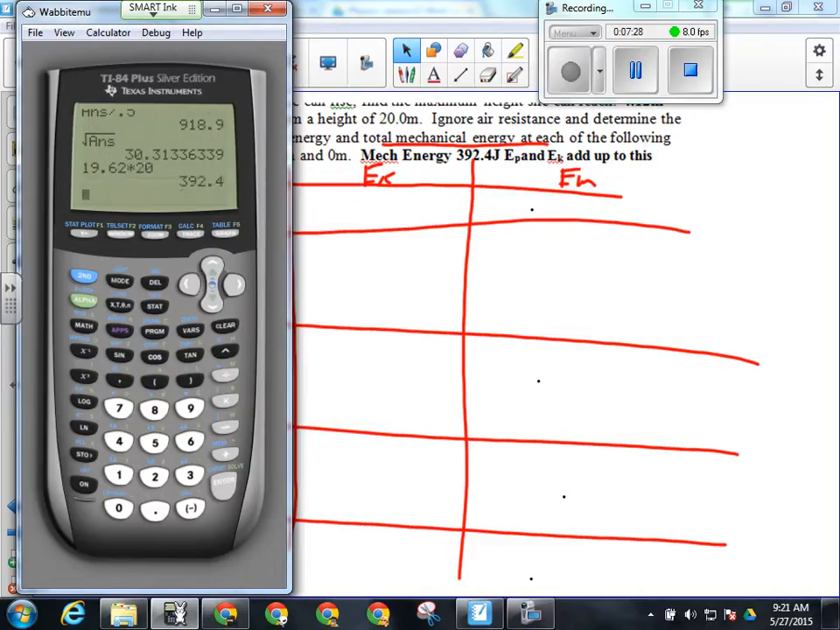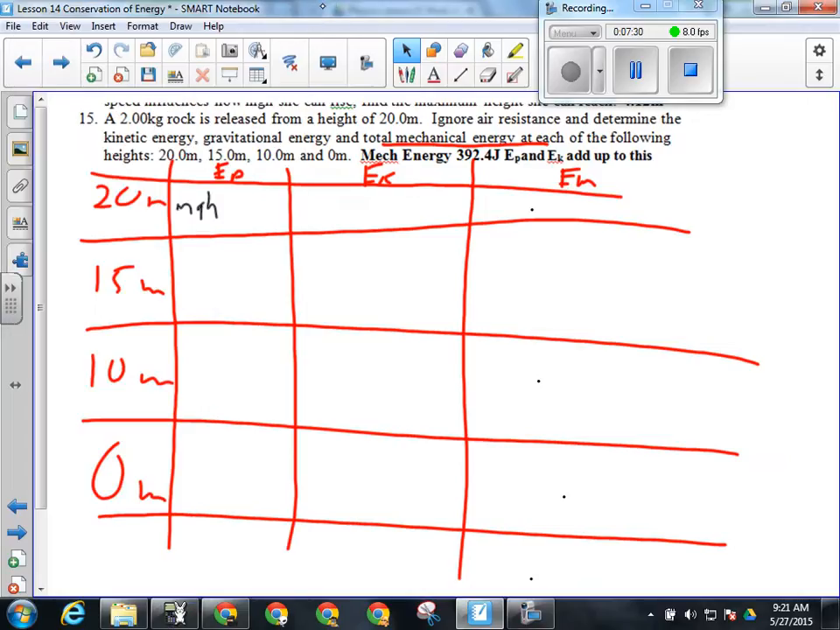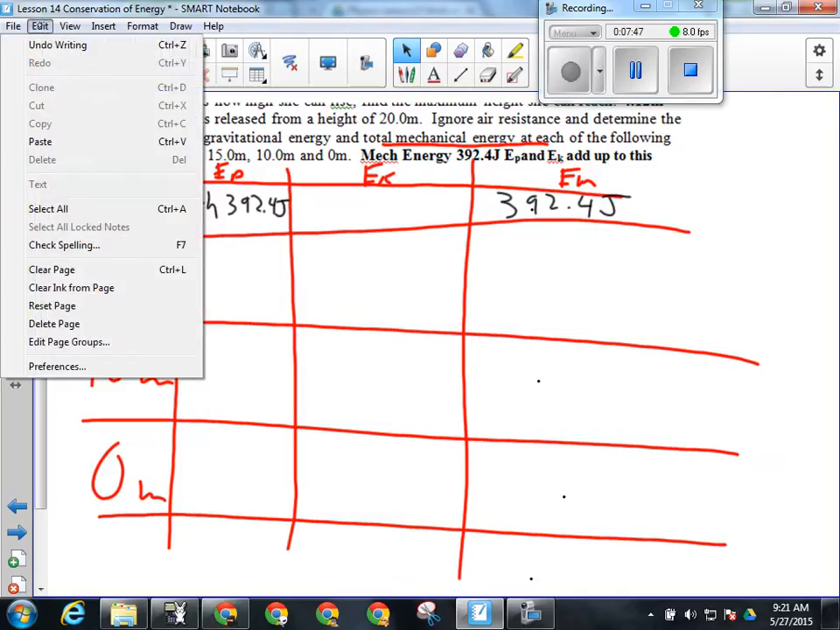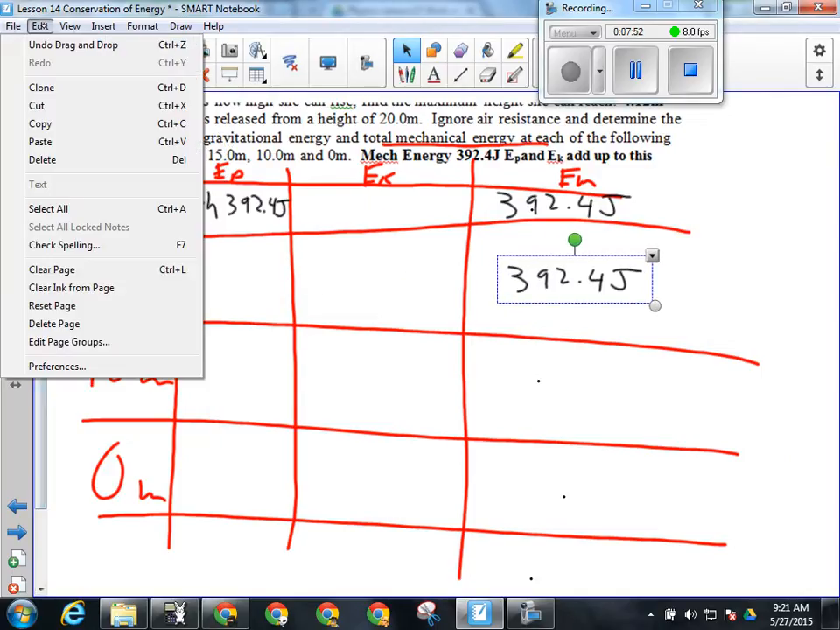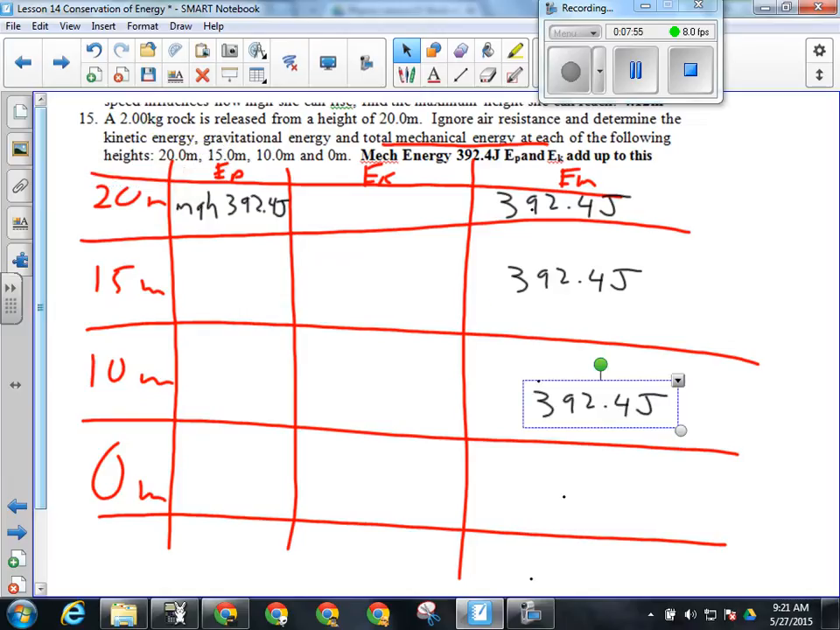All right, so I get 392.4 joules. All right, so that's how much I've got here, 392.4 joules, 392.4 joules. There and there and there. Okay, I know that number doesn't change. It's the same all the way down.